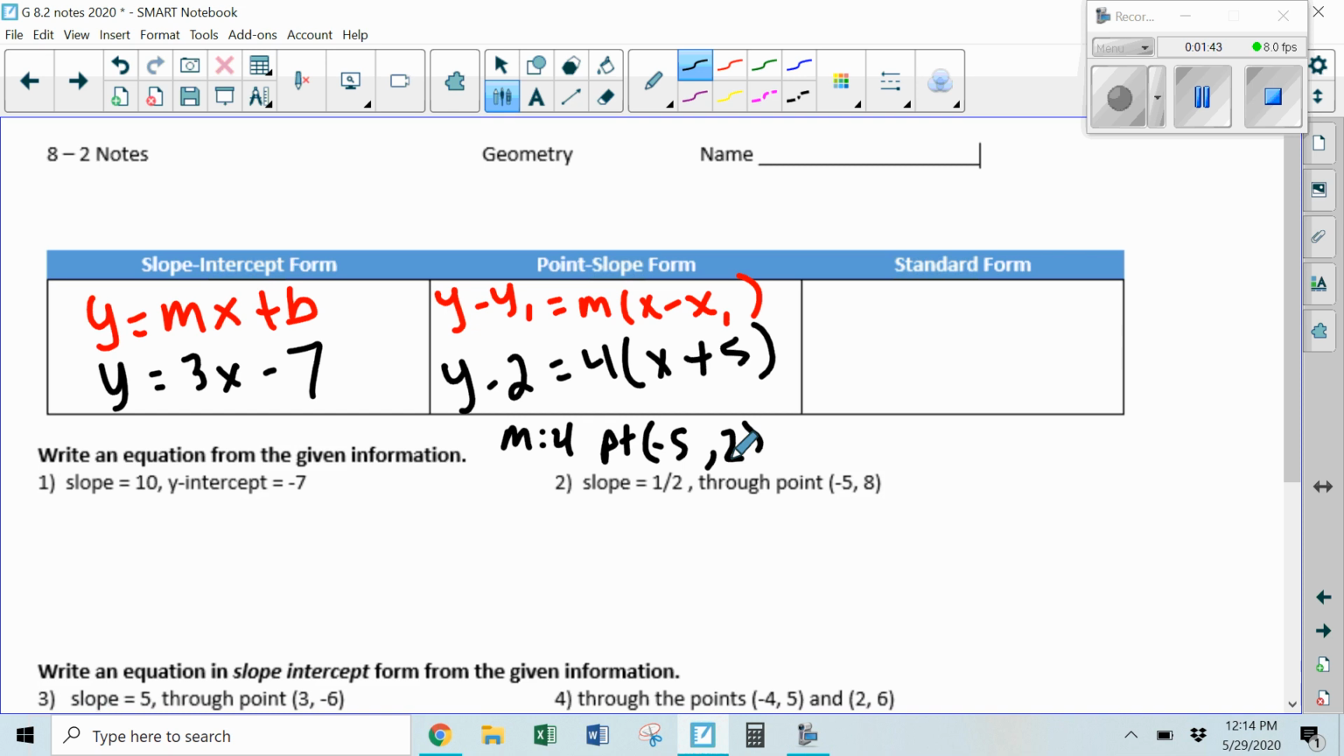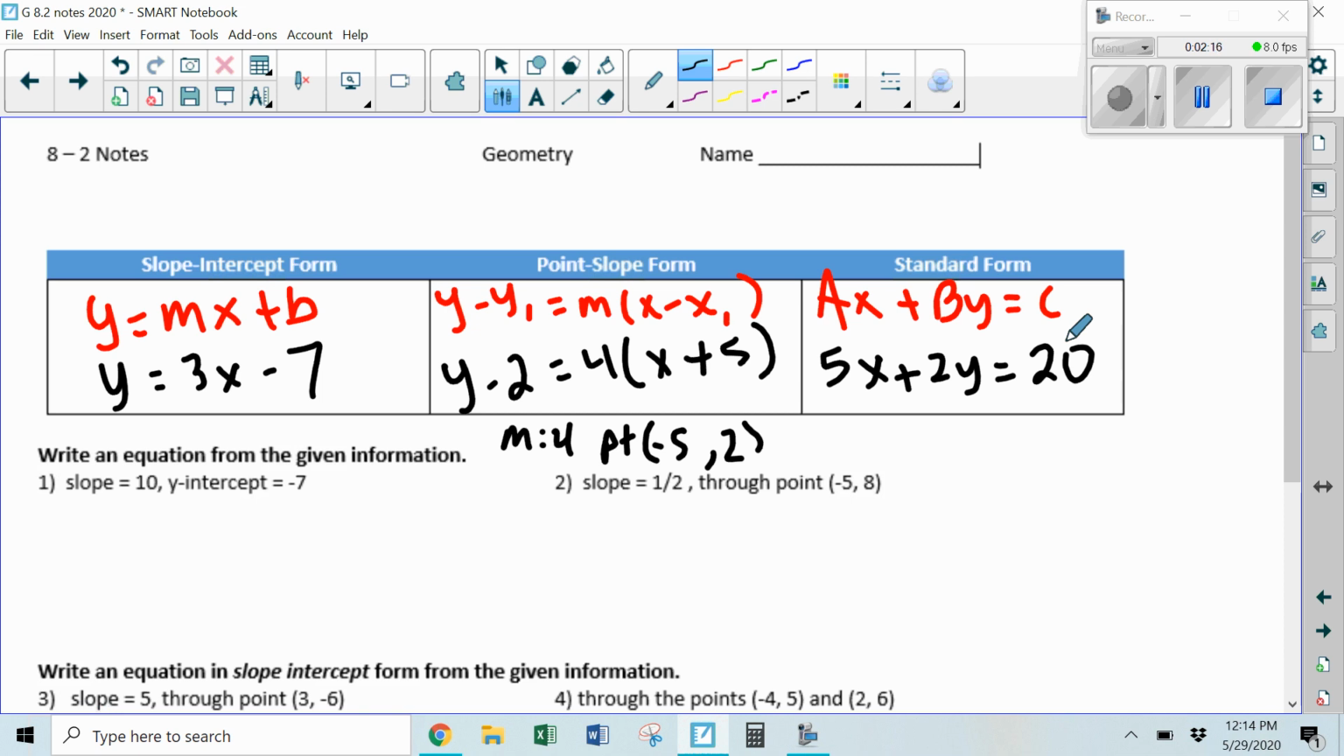Standard form is ax plus by equals c. And an example of that filled in might be 5x plus 2y equals 20, something like that. And notice it doesn't say point or slope in it, so by just looking at it, you can't really tell any specific points, but it is helpful for certain types of problems.